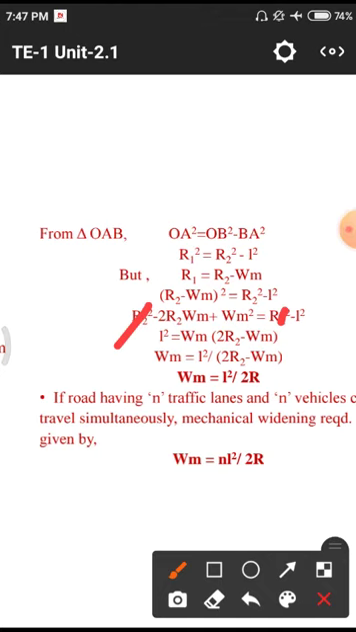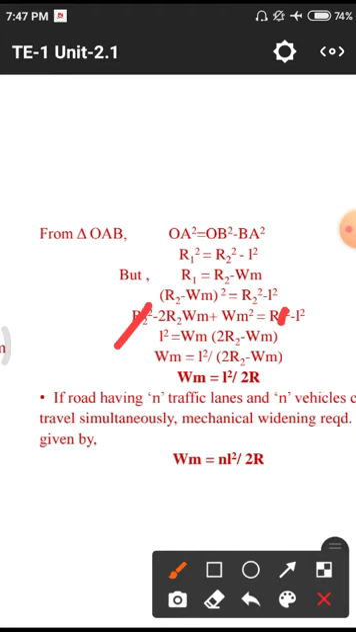We transpose WM to the other side, so that L square equals WM of 2R2 minus WM. By multiplying with minus on both sides, we get L square equal to WM into 2R2 minus WM.